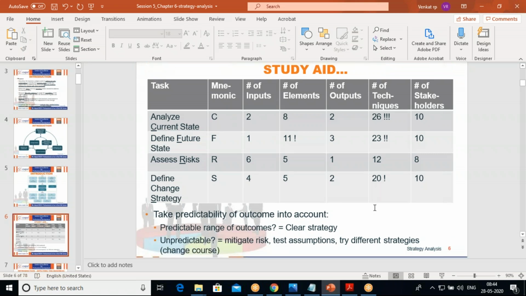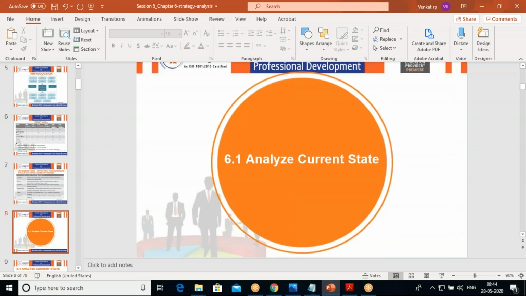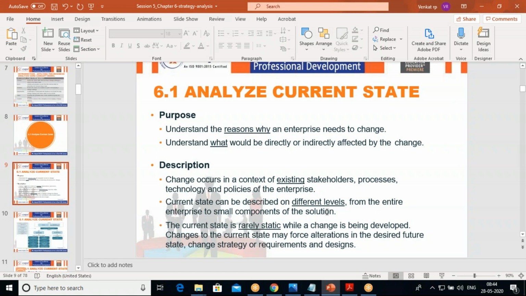Now let us discuss the first one, analyze current state. When you go with the current state, we need to understand the reasons why an enterprise needs a change. We have to understand why we need a change very clearly, and then understand what would be directly or indirectly affected by the change. So before analyzing, we have to understand the reasons why an enterprise needs a change, and what would be directly or indirectly affected by it.